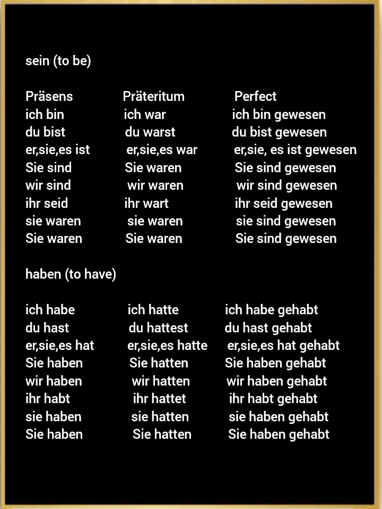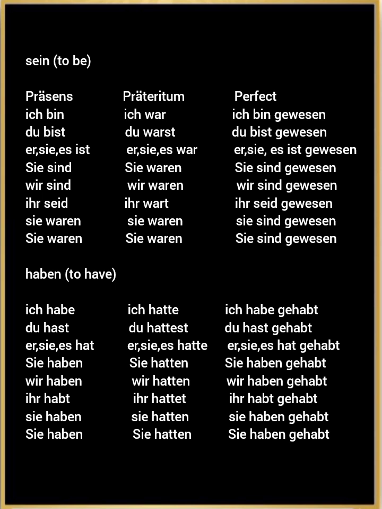And then you have haben, which means to have. In the present tense: ich habe, I have; du hast; er, sie, es hat, he, she, it has; Sie haben; wir haben; ihr habt; sie haben. Now the past tense, the imperfect: ich hatte, I had; du hattest, you had; Sie hatten; wir hatten, we had; ihr hattet; sie hatten.